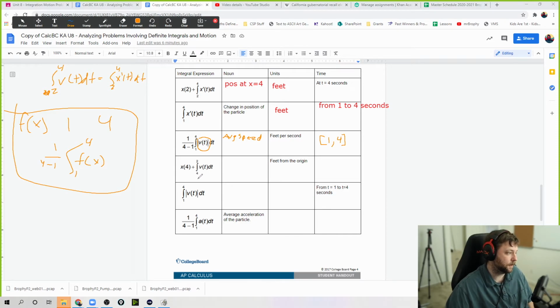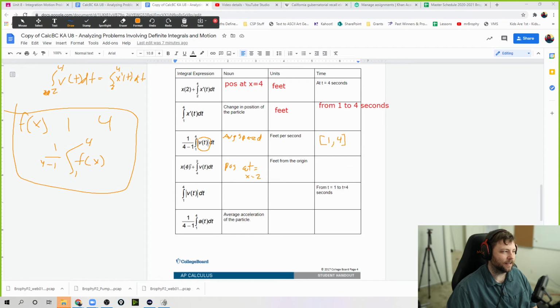Oh, this was a little different. So notice they flipped it here. X prime, v of t, same thing, but this is 4 to 2. And I have this initial position. This is also similar to this one, but it's going to be the position at x equals 2. We're going backwards.